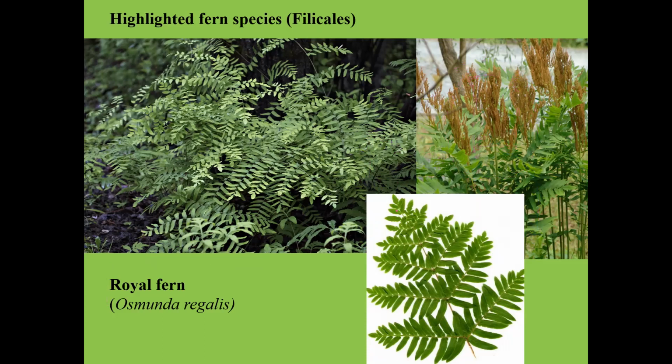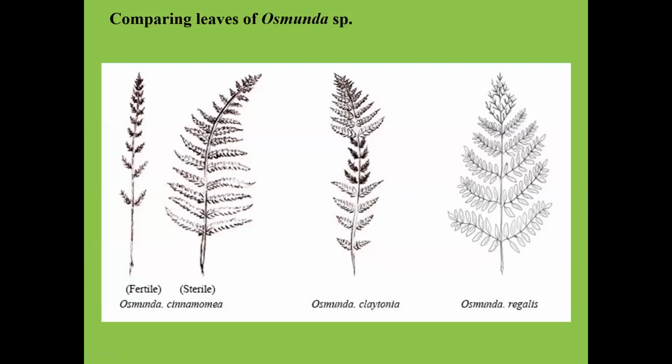So these pictures may not do these plants justice. So what I do, I have this drawing here that maybe makes it a little easier to see. These are those three Osmunda plants that we just covered. So going backwards, here on the right is that royal fern.